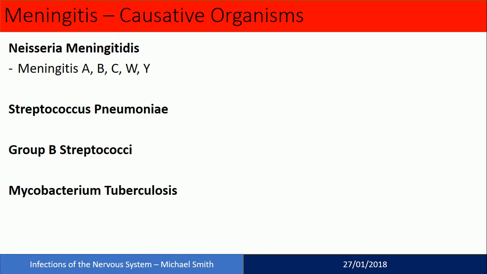So there's a number of organisms that can cause meningitis, with Neisseria meningitidis being the most common, and this has different strains including A, B, C, W, and Y, which are commonly vaccinated against. Other things like strep pneumoniae and group B strep, which are common, can cause meningitis.